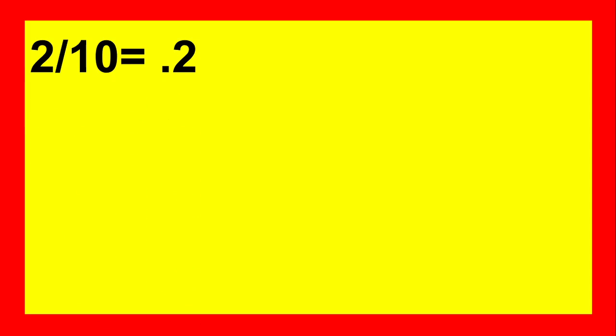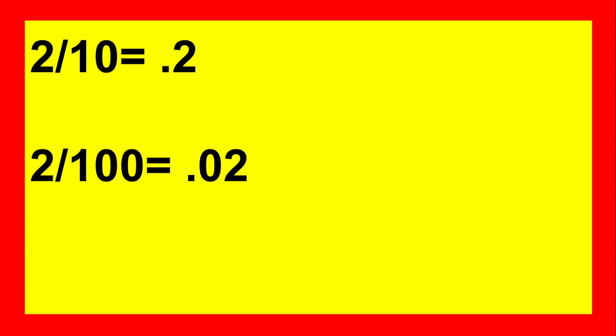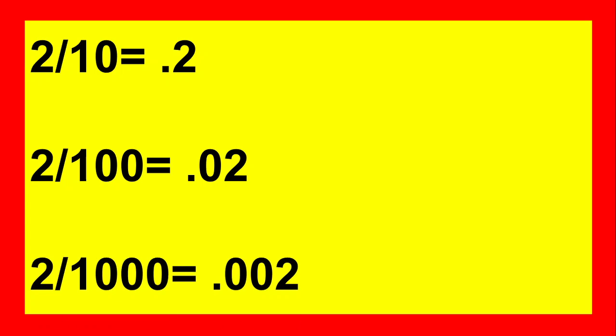Okay, if I change the example a little bit, you can see 2 divided by 10 is equal to 0.2. 2 divided by 100 is equal to 0.02. 2 divided by 1000 is equal to 0.002.